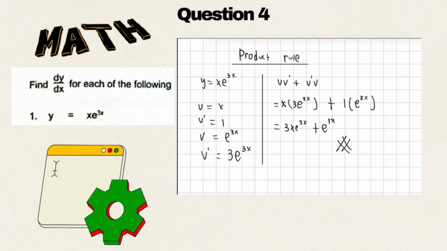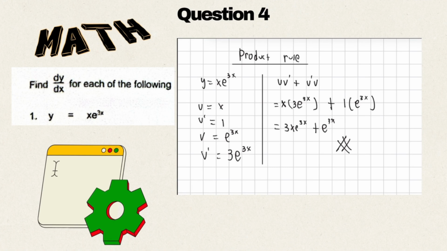Let's jump straight into question 4. We are asked to find the derivative dy over dx for the function y equal to x times e to the power of 3x. Looking at this expression, we can see that y is made up of two distinct functions multiplied together, a linear term x and an exponential term e to the power of 3x.